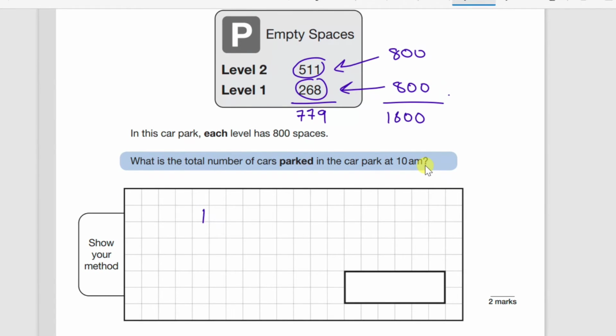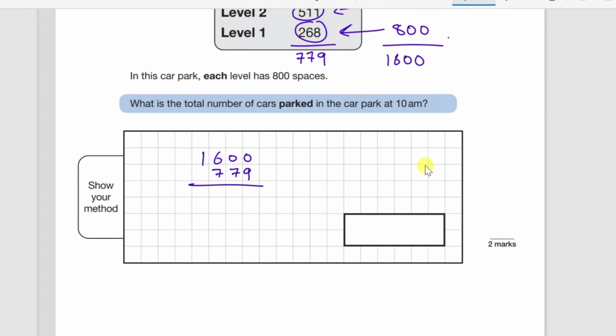Let's subtract them. So 1,600, take away 779. Let's borrow from the 16, it becomes 15. Carry the 1. That becomes 9, carry the 1. 10 take away 9 is 1. 9 take away 7 is 2. And 15 take away 7 is 8. So there were 821 cars parked.